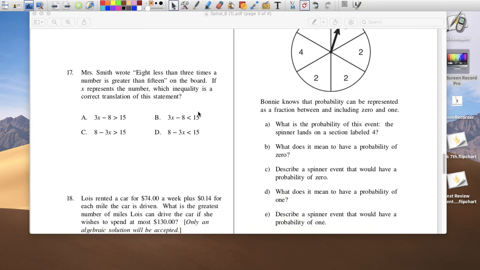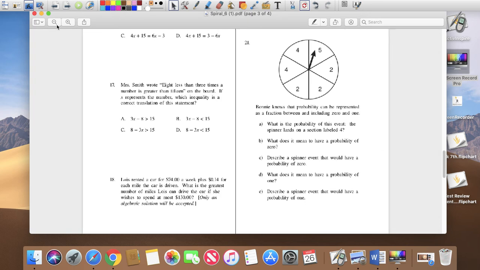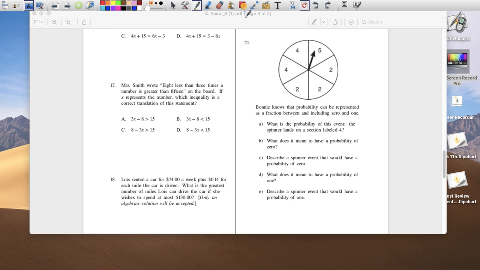Number 21. Bonnie knows the probability can be represented as a fraction between and including 0 and 1. So 0 all the way to 1. 0 means impossible. 1 means certain. Half over here would be as likely as not, or just a 50% chance. Right, so let's see which one.